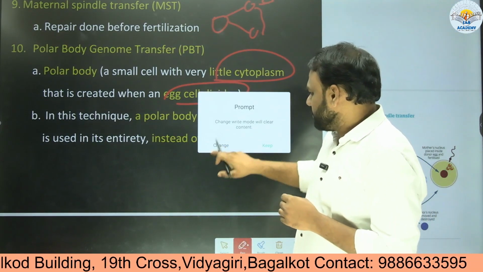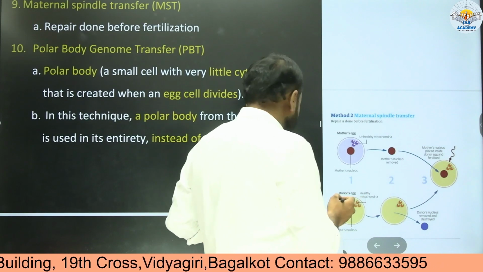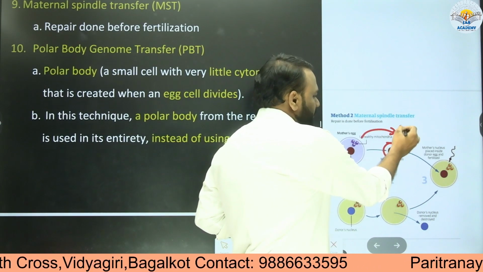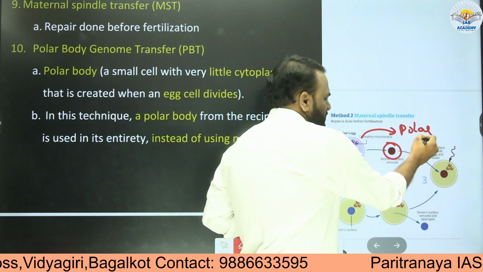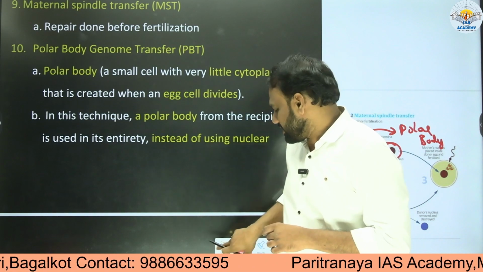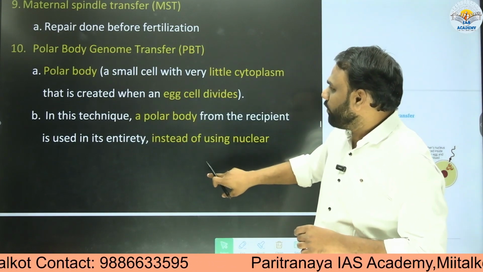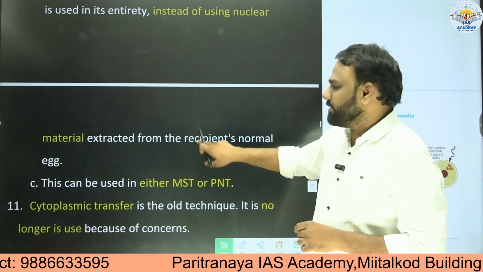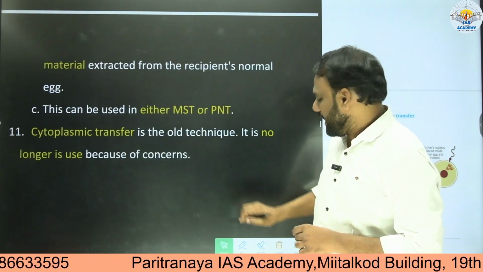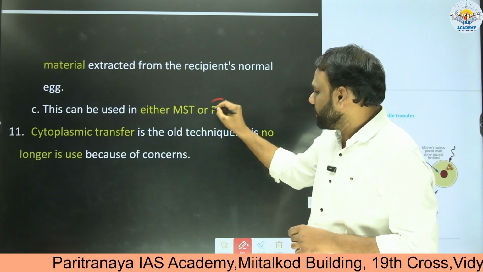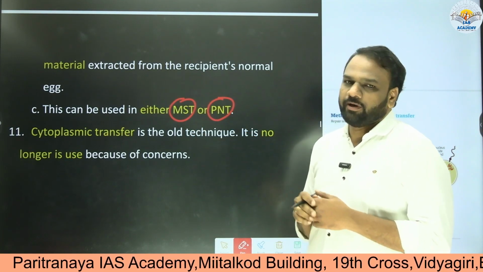So instead of just using the nucleus here, okay, the polar body will be used. Polar body will be used. So if we are able to retain this much information, that would be sufficient. So here we shall understand that polar body genome transfer is one of the techniques used in mitochondrial replacement therapy. So this can be used as part of maternal spindle transfer or pronuclear transfer. So again, this is important.